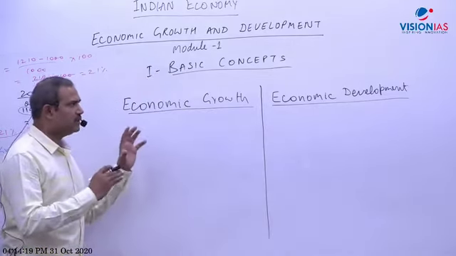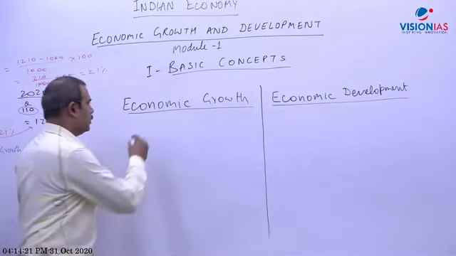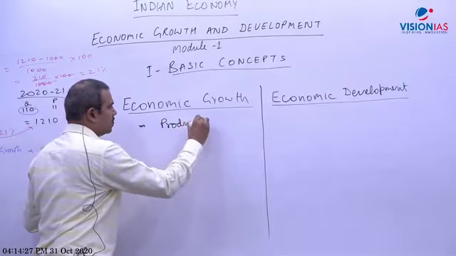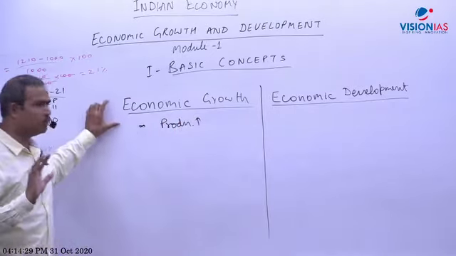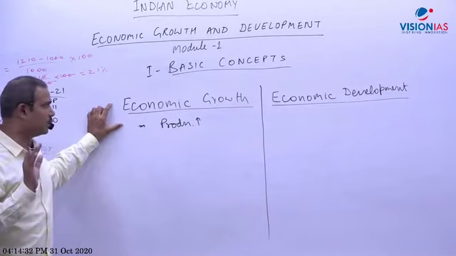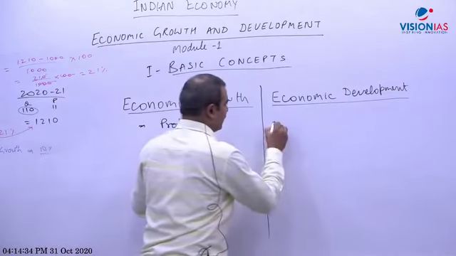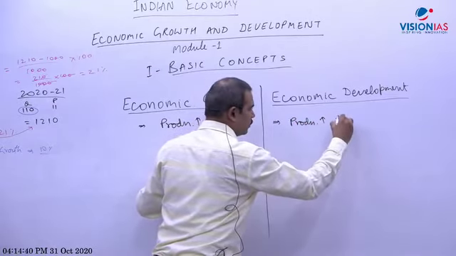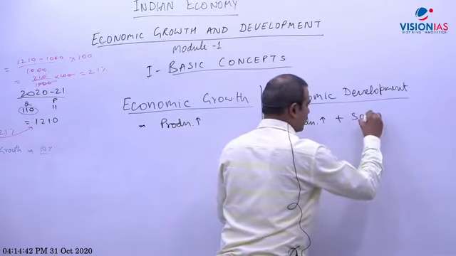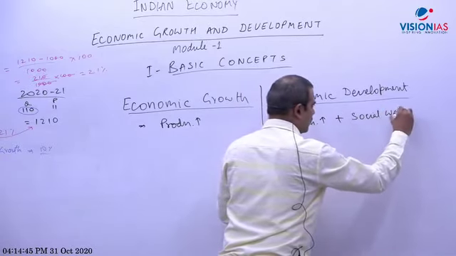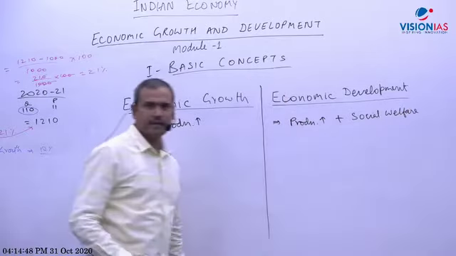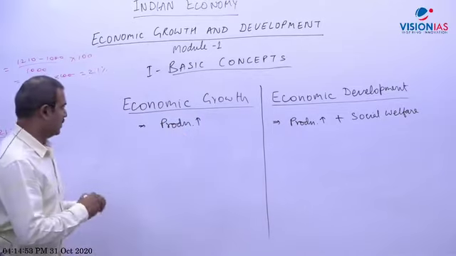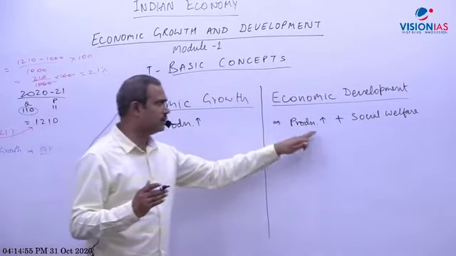So what is the basic feature I have dictated in the definition? I told you simply it means increase in production. If production will increase, that is economic growth. I have told you already: increase in production is economic growth. And here, what is economic development? I told you production should increase, plus what? Plus social welfare. This is the basic point which I gave you in the definition. Clear? Increase in production plus social welfare.